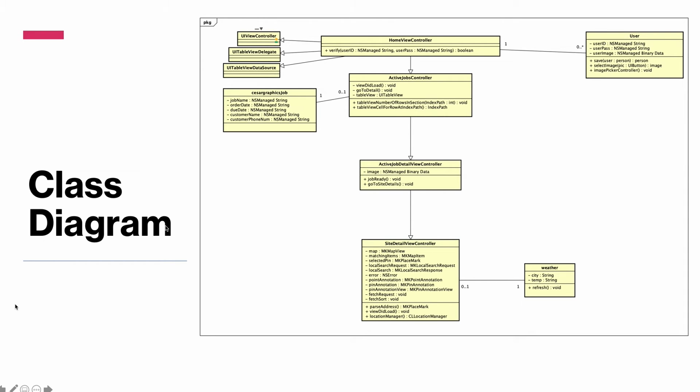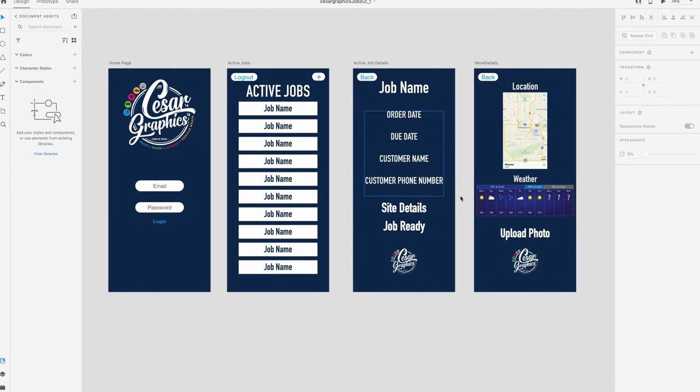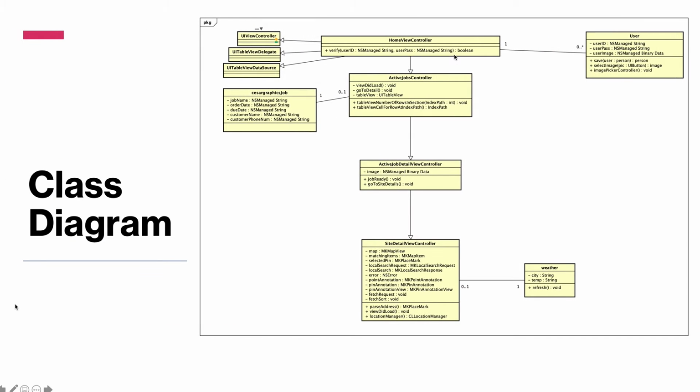And so my class diagram, as you can see, I have about four view controllers. And the first view controller, the home view controller, is going to be the login screen. Now I'll show you really quick on my UI here. I have the home page, the active jobs, the job details, and more details, which goes a little bit more in depth on that particular job.